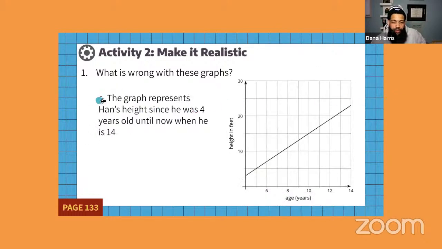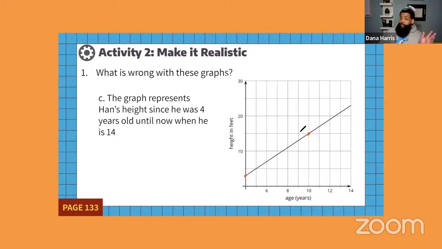And last but not least, we want to know what's wrong with this. The graph represents Han's height since he was 4 until now when he's 14. All right, so let's look at this. The initial value or vertical intercept is, I'm going to say 3. All right, so at 6 years old, let's go here. At 10 years old, Han was 15 feet.